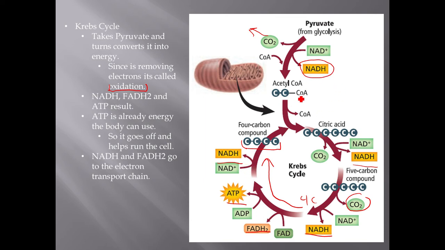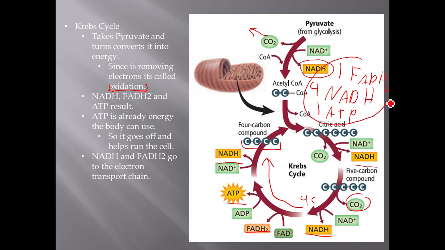So let's do a quick count of what gets made. We have 1, 2, 3, 4. We have 4 NADH molecules. We have 1 ATP is made. And you get one molecule called FADH2. That's the end result of the Krebs cycle.